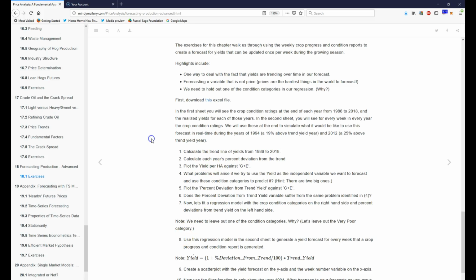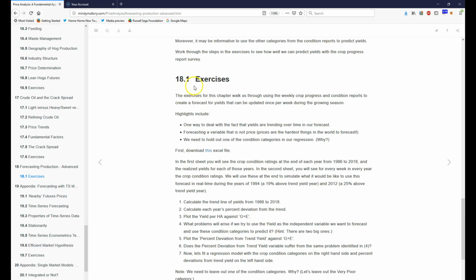All right, let's continue on. I've just gone back over to the description of our exercises for this week because I wanted to check in and see how far along we are. So we've calculated the trend yields. We've done number 1. We've calculated each year's percent deviation from trend yield. We've got the plot of yield per harvested acre against good plus excellent. Oh, we've done the yield per harvested acre across years. So now we're ready to start in on number 3.